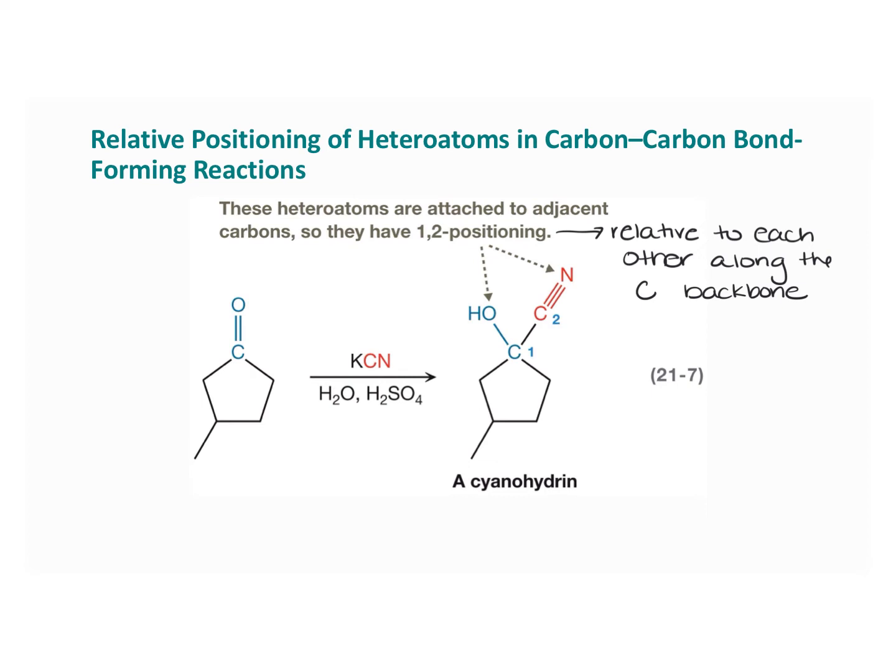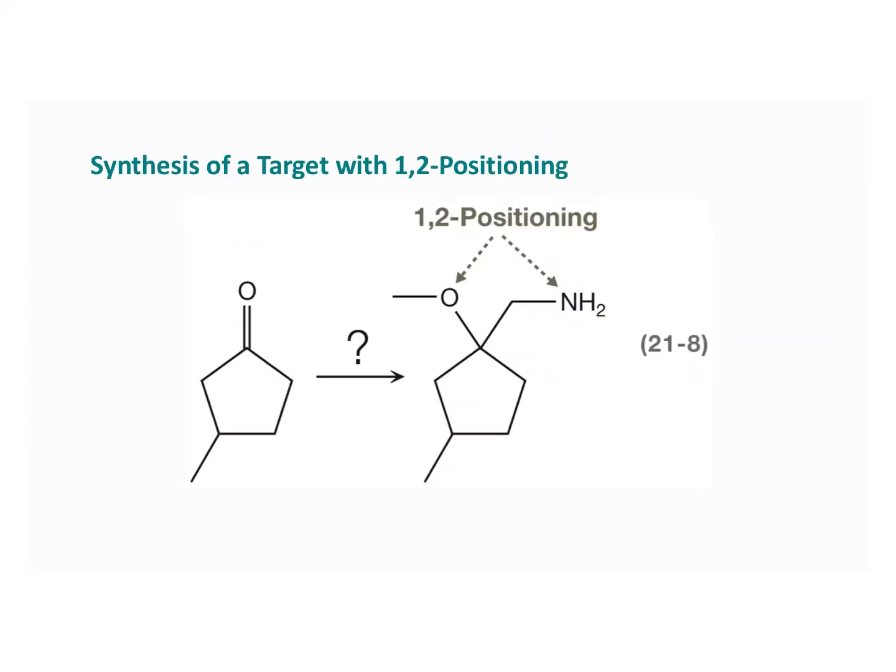Okay, so let's look at how we can use this as a clue when we're looking for a synthesis. Let's look at this problem. Knowing that this reaction produces a compound with 1-2 positioning of the heteroatoms, that is useful when our target molecule is not a cyanohydrin.